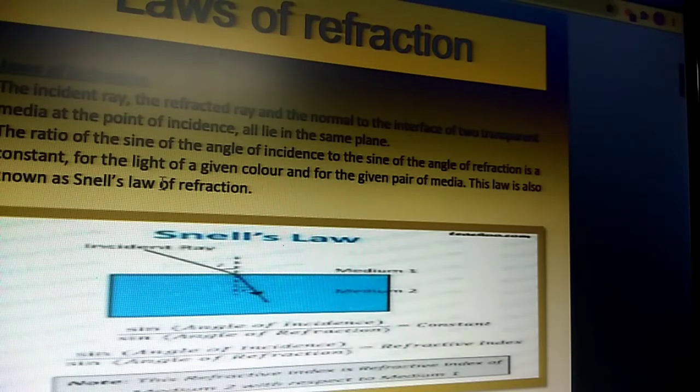Now, the ratio of sine of angle of incidence to the sine of angle of refraction is a constant, which is known as mu. This is constant for a medium for a given color of light. This is also known as Snell's law. Now, what is meant by Snell's law? The ratio of sine of angle of incidence to the sine of angle of refraction.